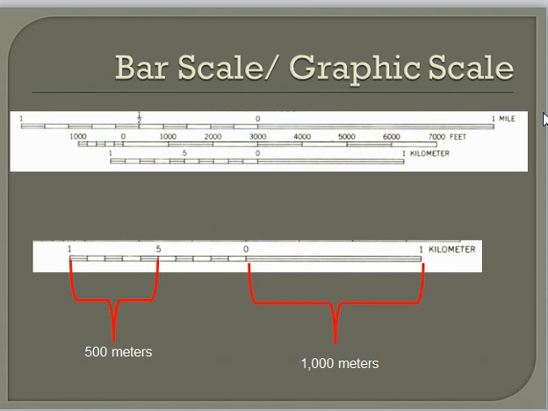Just to zoom in, here is a graphic scale showing 1 kilometer from the 0 to the right, but then it's showing increments of 100 meters from 0 to the left. And so here is 50 meters, there's another, 500 meters, here's another 500 meters, here's 1,000 meters. So the distance for this entire line is actually 2 kilometers.